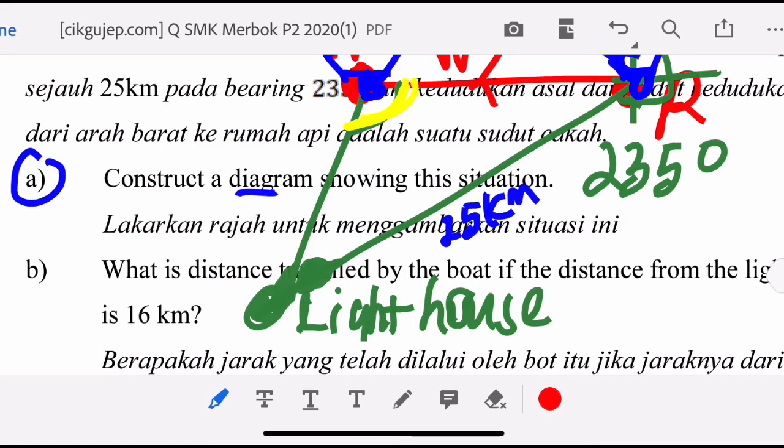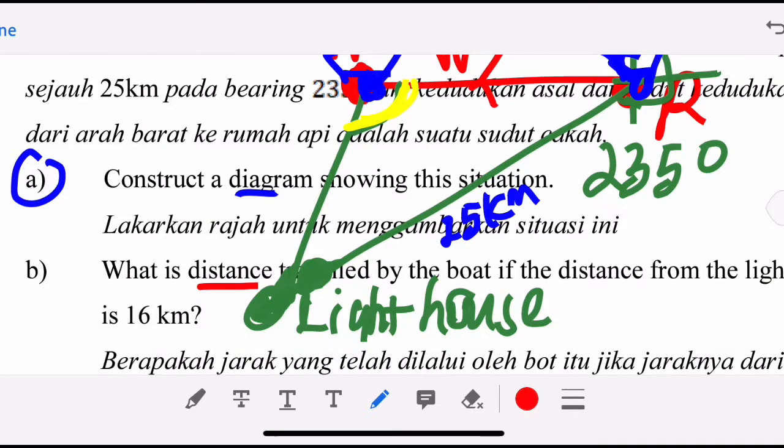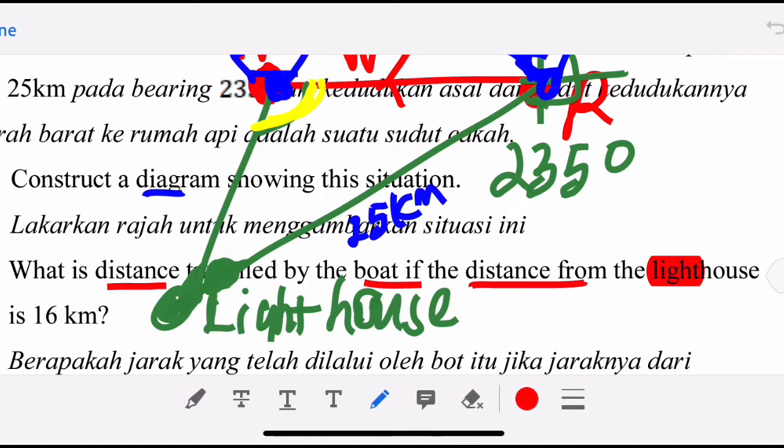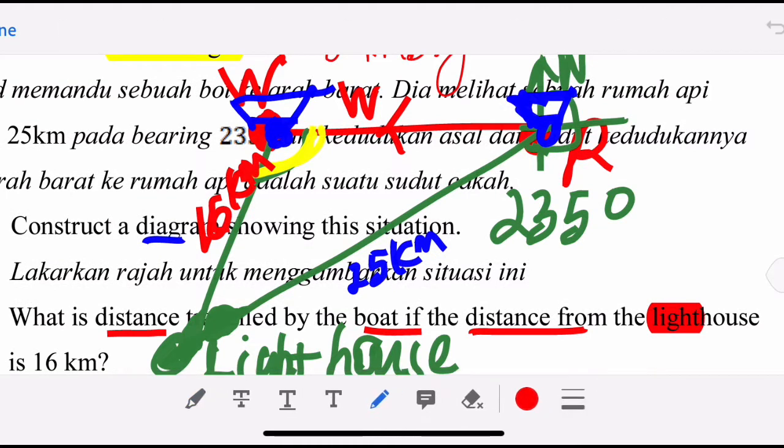What is the distance? Let's solve the question. What is the distance traveled by the boat? If the distance from the boat to the lighthouse is 16 kilometer, right? That means this distance is 16 kilometer. So the question is asking for the distance, which means this distance, x. I label it with the x. That is the distance you're supposed to find, so you need to find x.